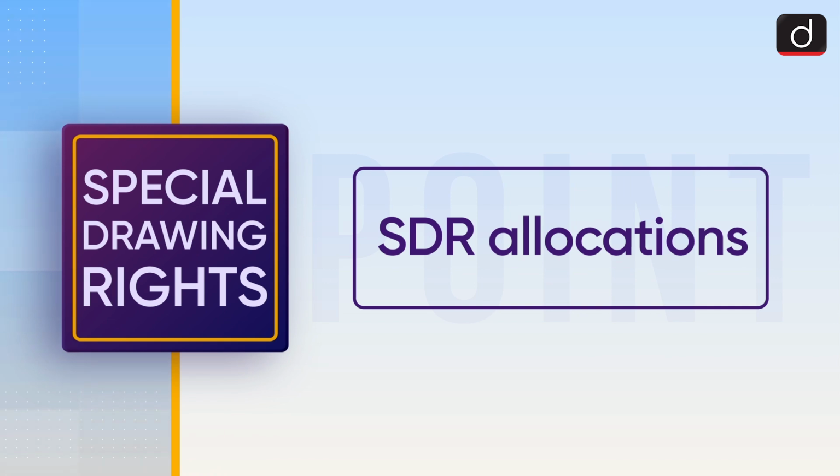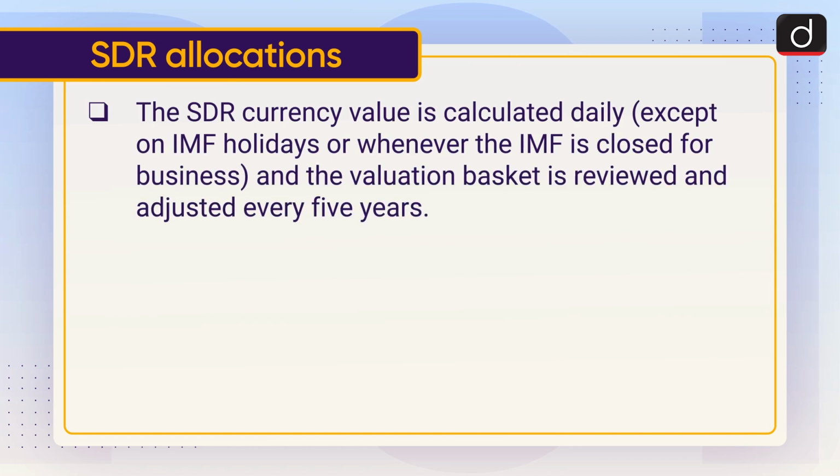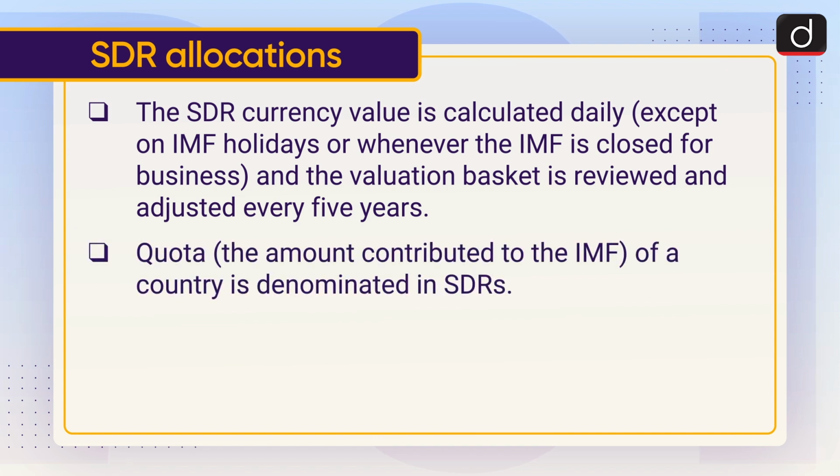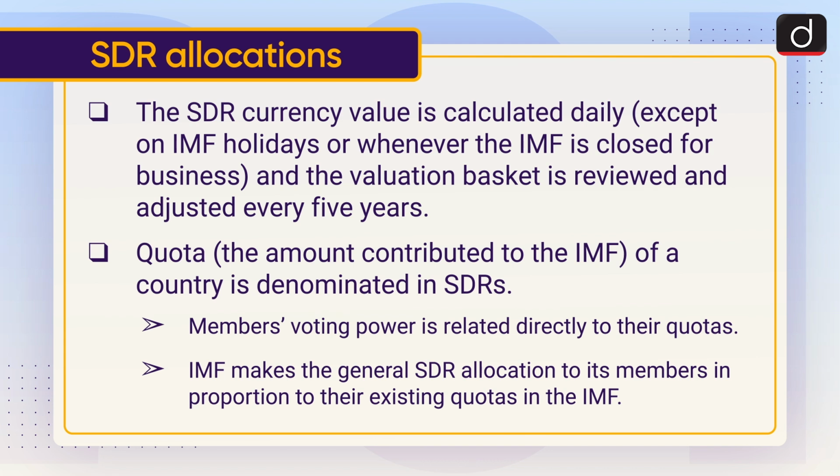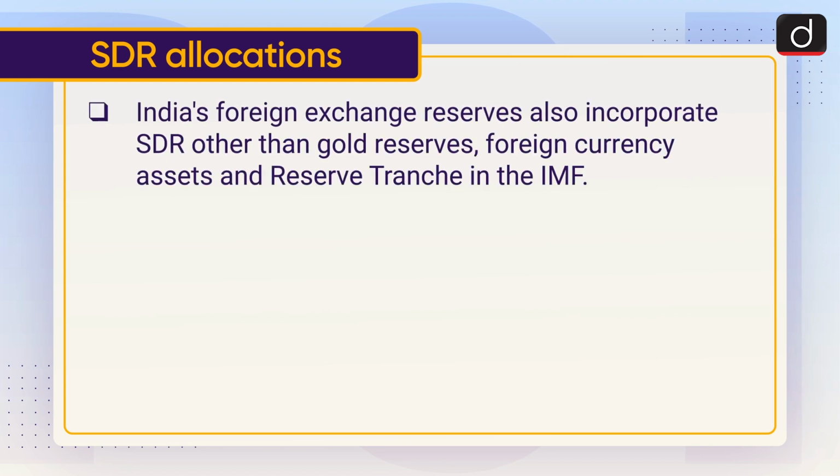The next is SDR allocations. The SDR currency value is calculated daily, except on IMF holidays or whenever the IMF is closed for business, and the valuation basket is reviewed and adjusted every 5 years. Quota, the amount contributed to the IMF, of a country is denominated in SDRs. Members' voting power is related directly to their quotas. IMF makes the general SDR allocation to its members in proportion to their existing quotas in the IMF. India's foreign exchange reserves also incorporate SDR other than gold reserves, foreign currency assets and reserve tranche in the IMF.